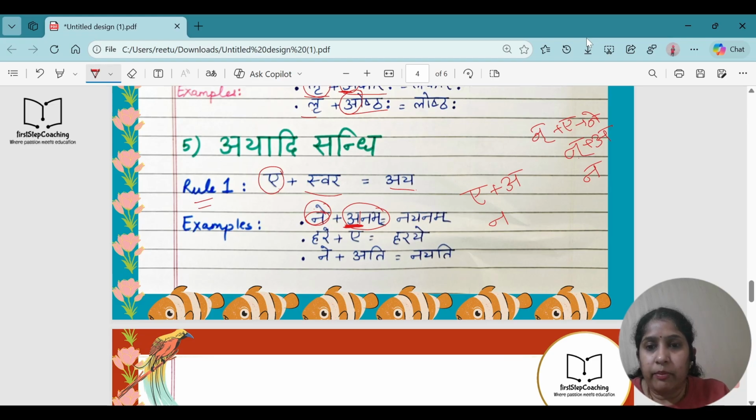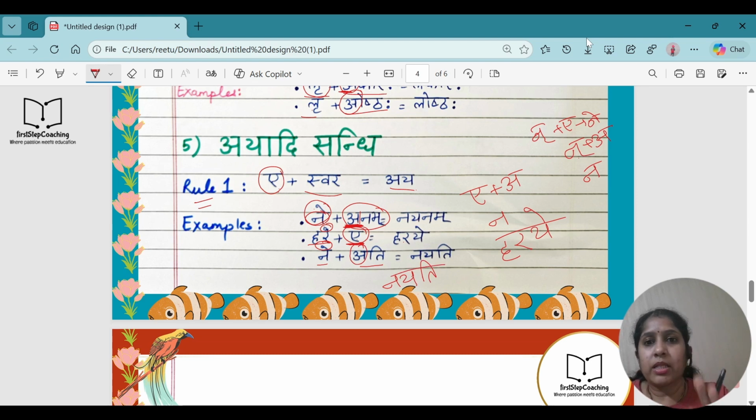Let's go for one more example. Like you're having this one, hare plus a. So it is a and then also a. What will happen? The a on top of r will be just r itself, and then here we will be adding because a is going to change to here, and then here will take whatever the vowel here it is. So it will become hariye. Fine. Hare plus a will become hariye. Similarly, if we see ne plus ati, so a, so it should become I, and then here will take the same swar which is here. So it is here itself. So it will become nayati.